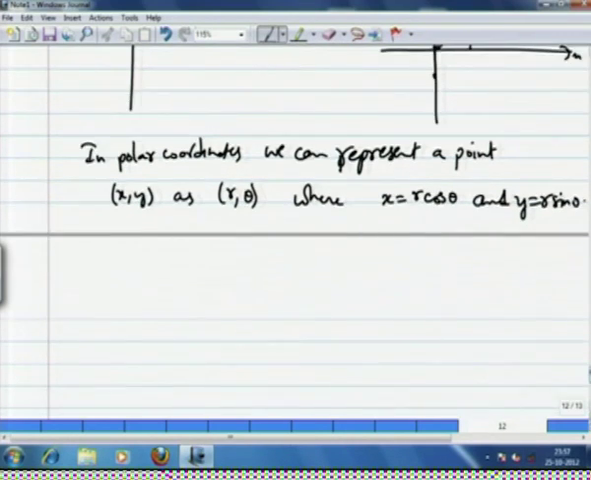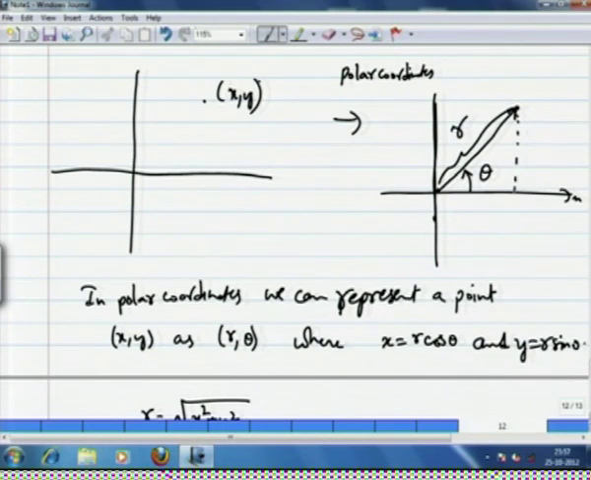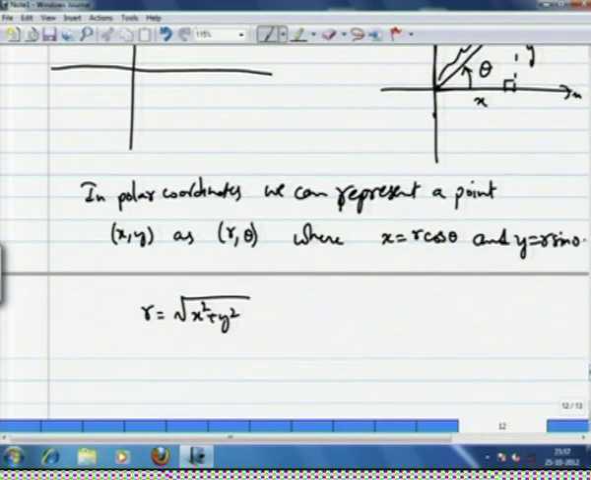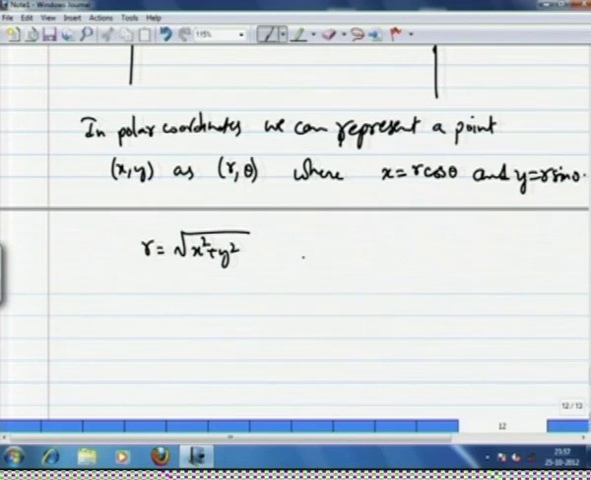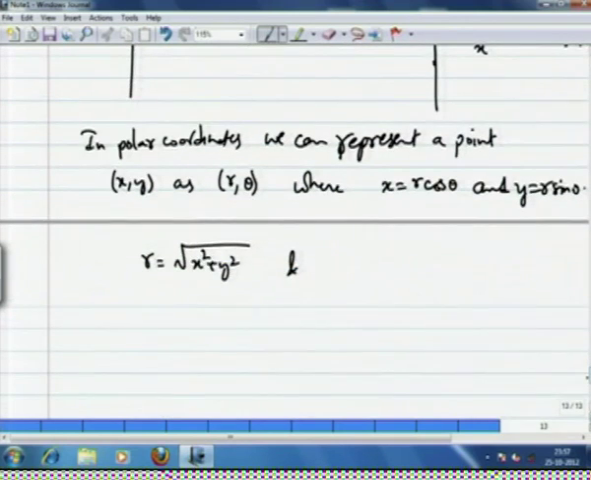Or if you want to go from (x, y) to (r, theta), r is given by the square root of x squared plus y squared, as you can see from here. r is the hypotenuse of this right angle triangle, this height is y and this is x. So, r squared is x squared plus y squared, or r is the square root of x squared plus y squared, and theta, the angle of opening, is given from this right angle triangle again by tan inverse of y by x.